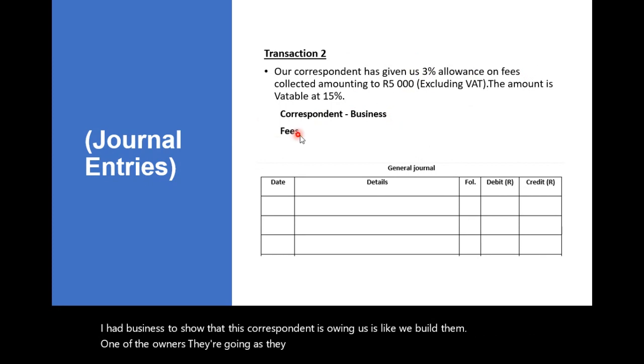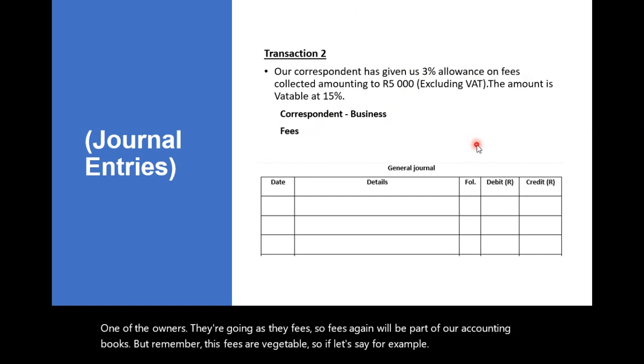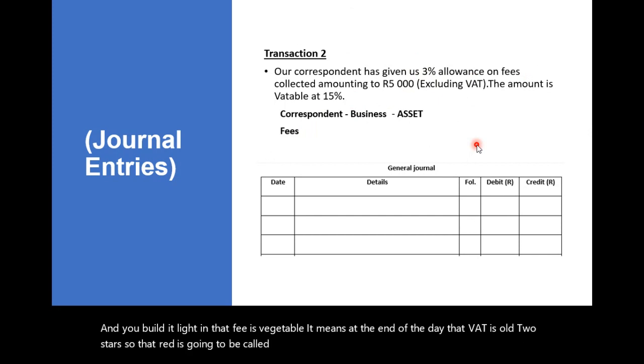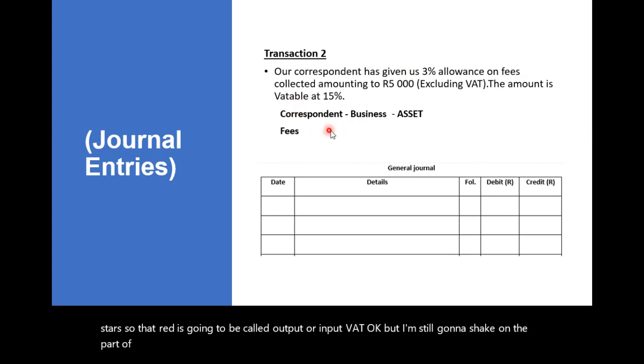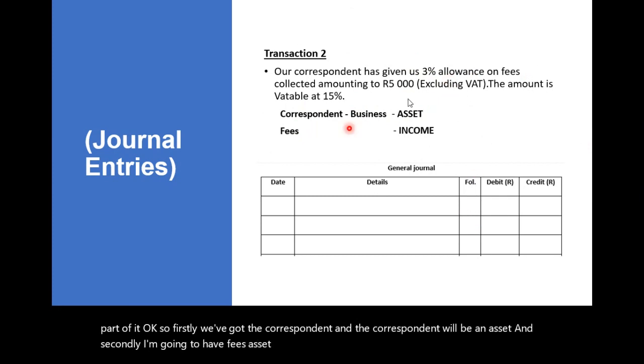Can you see now? So fees again will be part of our accounting books. But remember, these fees are vatable. So if, let's say, for example, you bill a client and that fee is vatable, it means at the end of the day that VAT is owed to SARS. So that VAT is going to be called output or input VAT. Okay, but I'm still going to check on the VAT part of it. So firstly we've got the correspondent, and the correspondent will be an asset, and secondly I'm going to have fees as what? As our income.